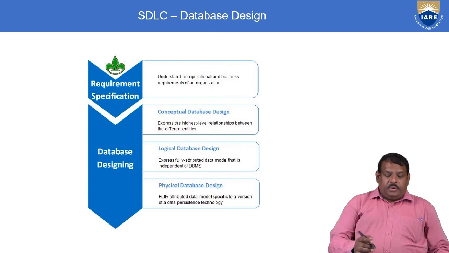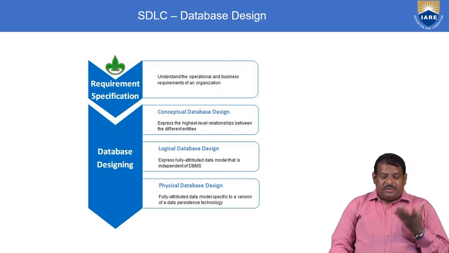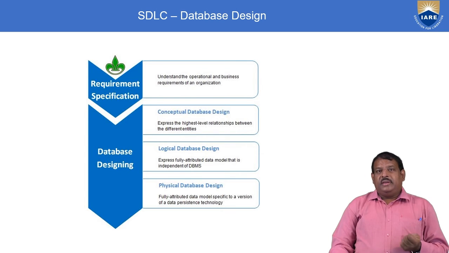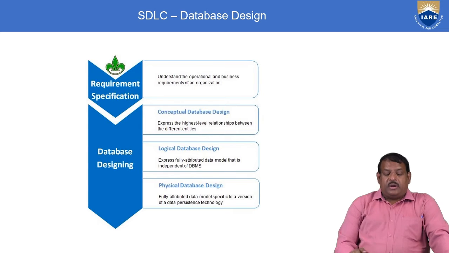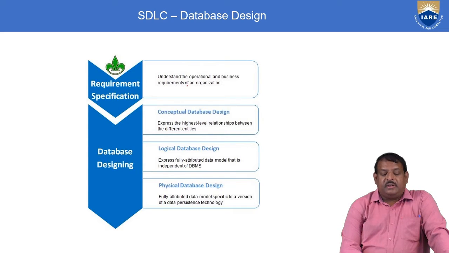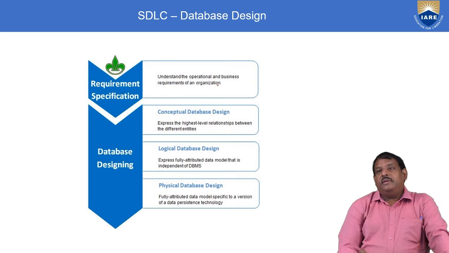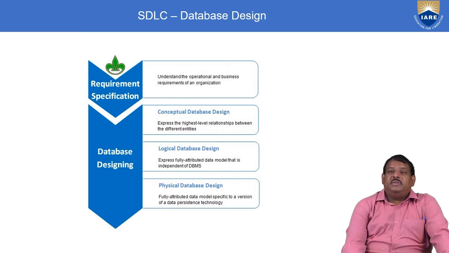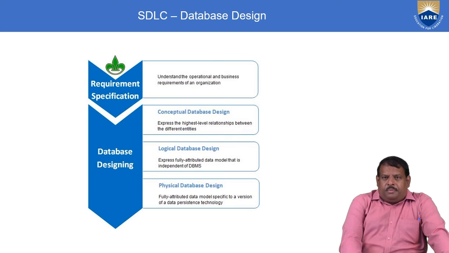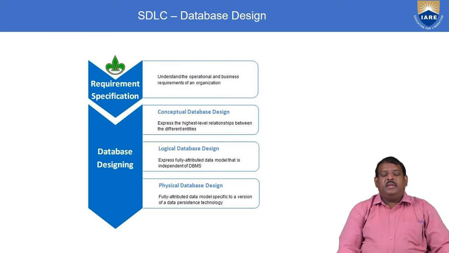Okay. We'll see what the different levels of the database design are. Here, in the requirement specification, is the database designing. In order to prepare a document, you have to design the tables. First, we have to understand what it is that you want to store. That is, understand the operational business requirements of an organization.